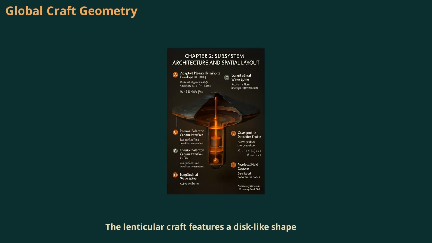The lenticular craft features a disc-like shape with a domed upper and lower surface, providing symmetry and structural efficiency. The internal volume is partitioned into concentric zones, each optimized for a specific role. This geometry is not just aesthetic, it's fundamental to the craft's ability to manage fields and forces in 3 dimensions.